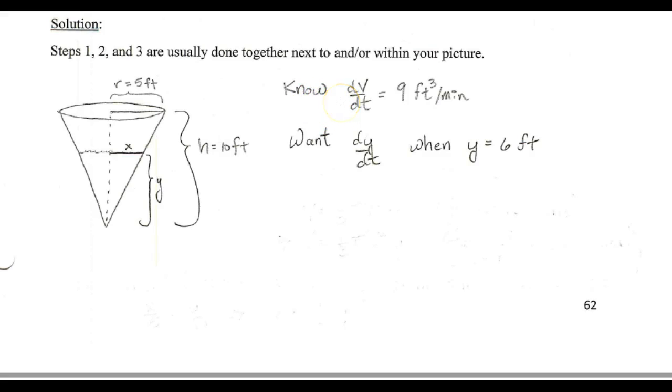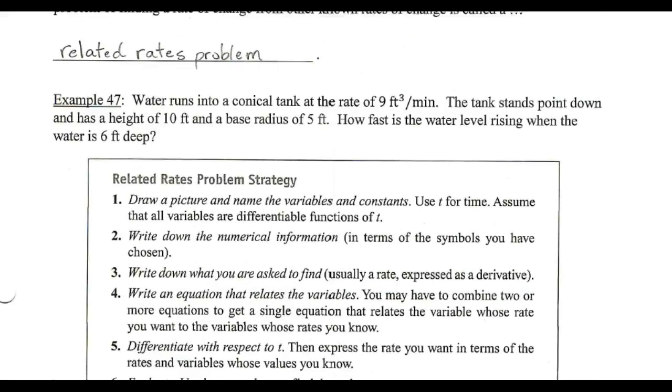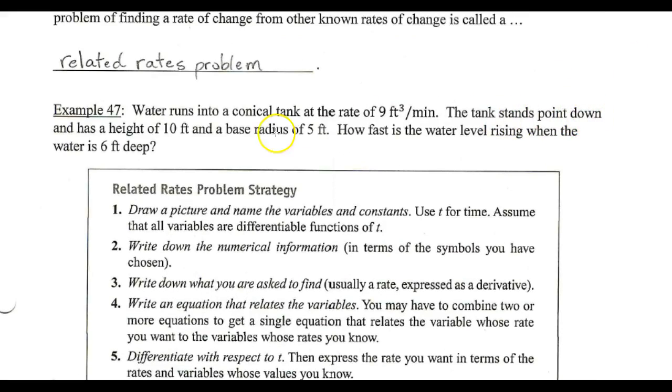So what do we know? Well, we know that the volume, the amount of water in here, is changing at a rate of 9 cubic feet per minute, right? The water that's coming in is coming in at a rate of 9 cubic feet per minute. What we really want to know is the rate that the height is changing exactly when y is 6 feet. Because remember the question: the tank stands point down, has a height of 10 feet and a base radius of 5 feet. How fast is the water level rising? That's how fast is the depth changing when the water is 6 feet deep.